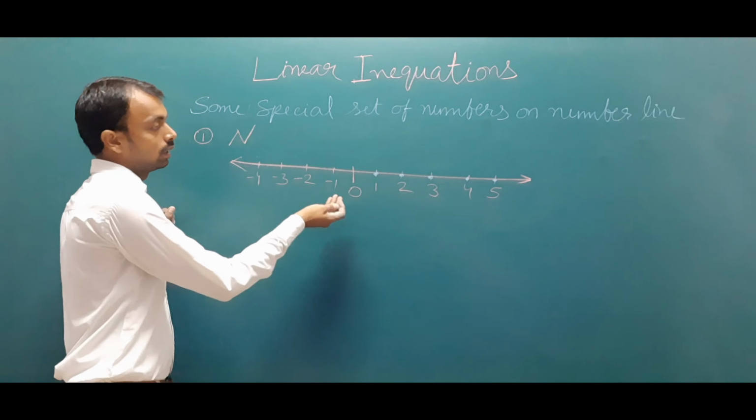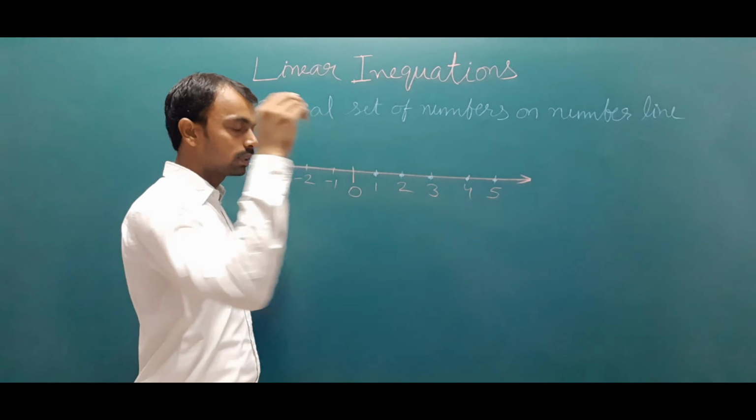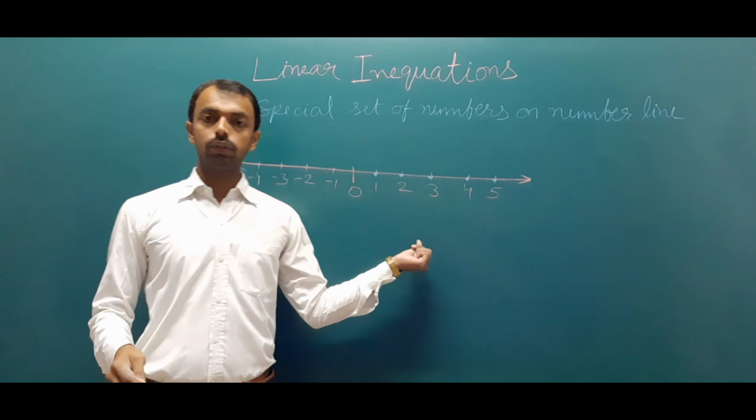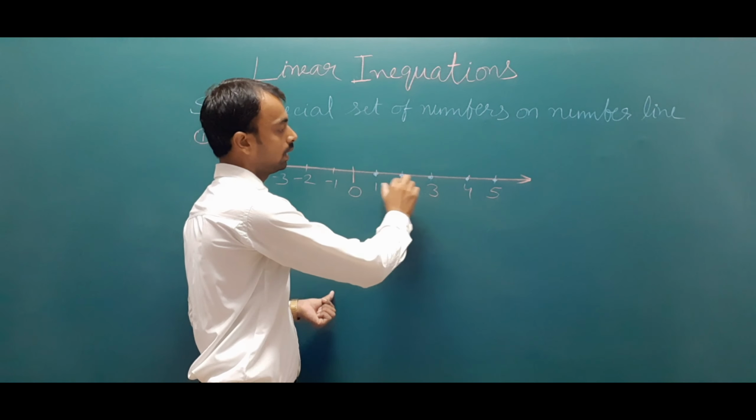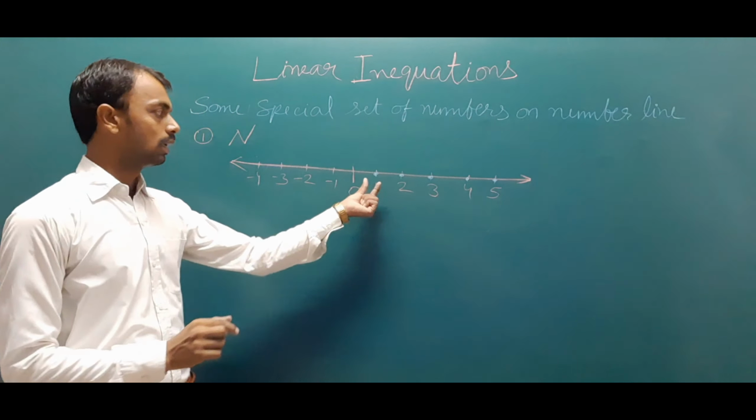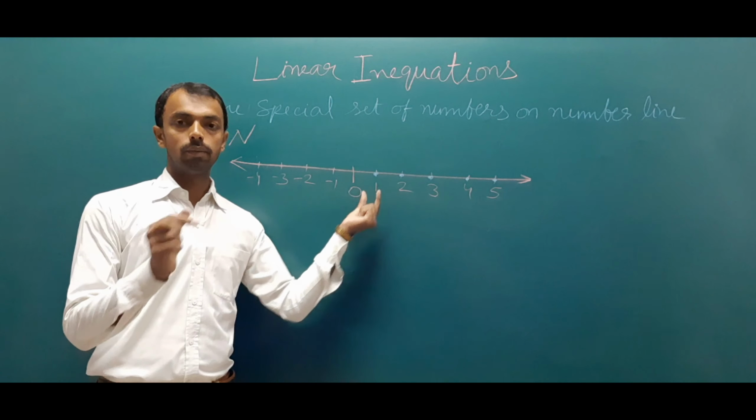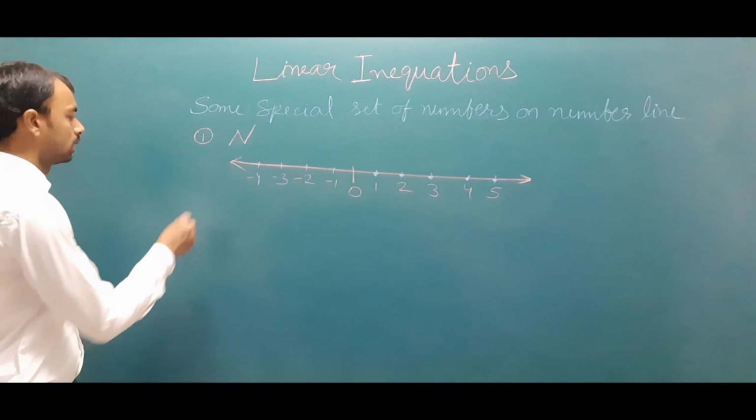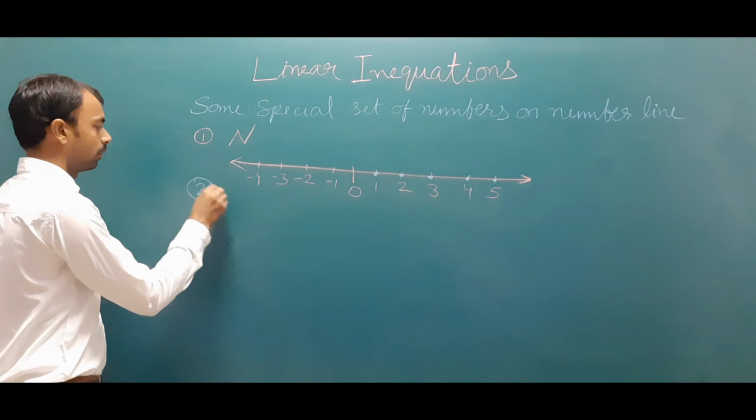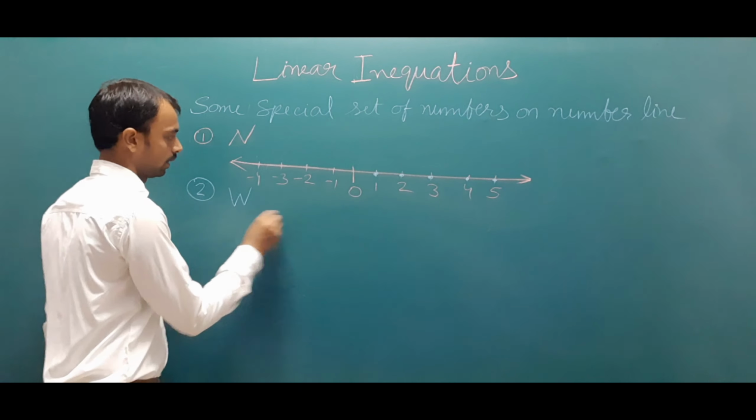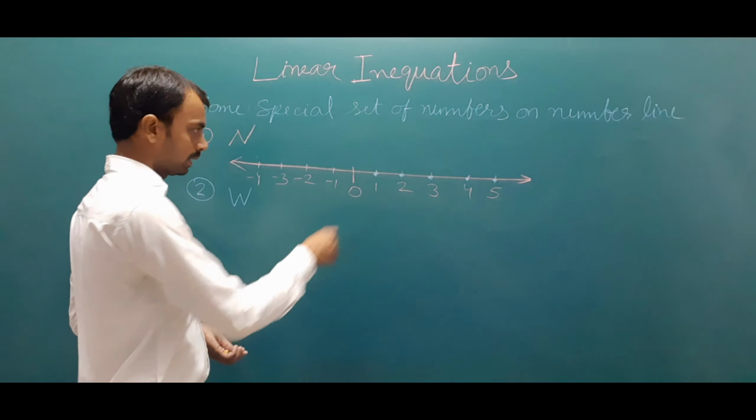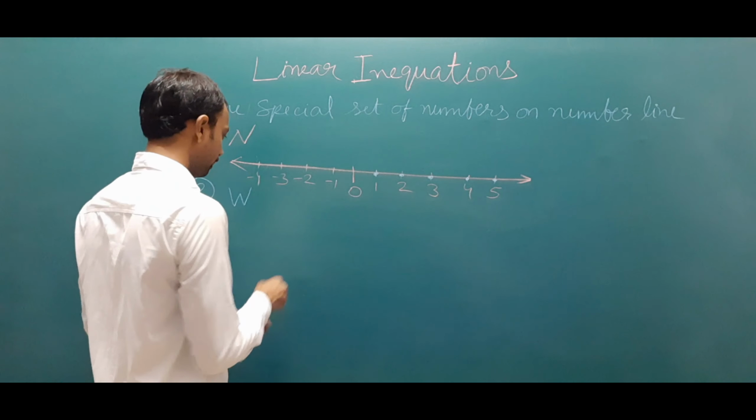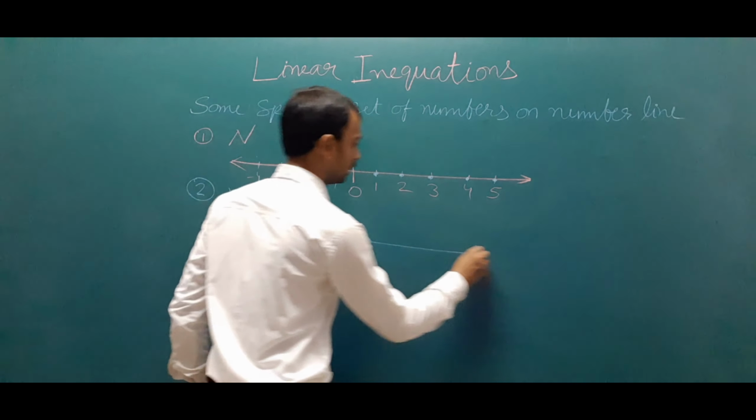So for natural numbers, if the solution set belongs to natural numbers, our solution will be within these numbers, means the number will not be less than 1. The second one is whole numbers. I am representing it on this line, or you can take another number line.